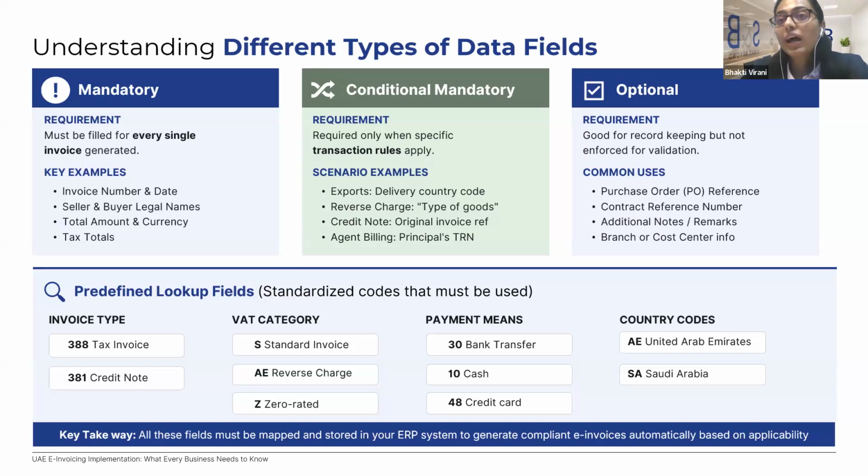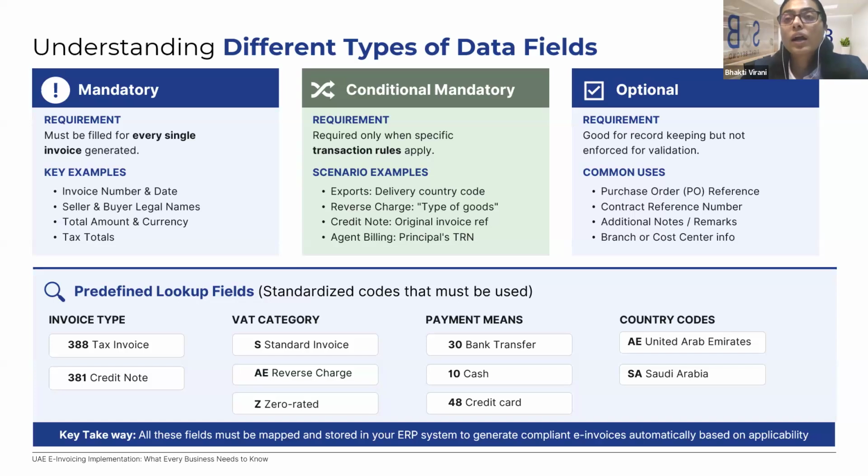So what we will have to do is configure in our system that whenever a tax invoice is being raised, it's linked to this invoice type code, which is predefined, that is 388. So the e-invoicing portal and the ASP automatically know what type of document is being generated.